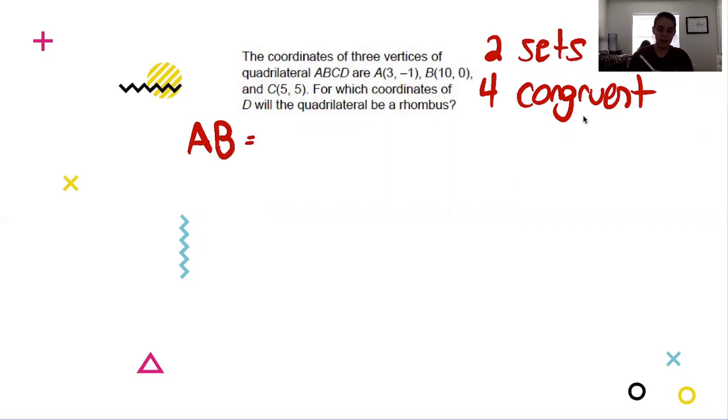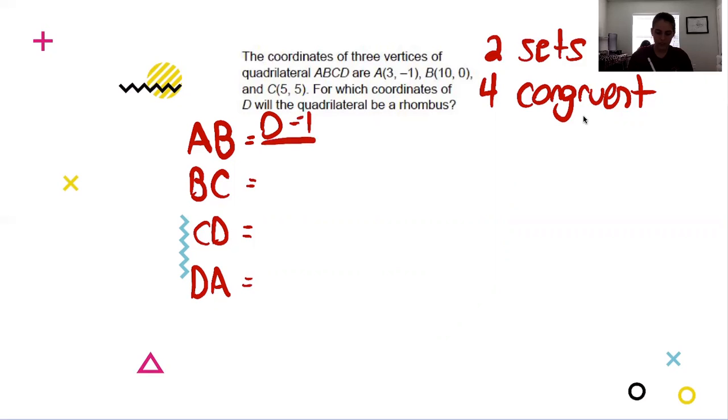So I have side AB, BC, CD, and DA. I don't know what D is, so I am going to wait on the bottom two. I'm just going to determine the slopes of the top two. So AB has a slope of 0 minus -1 over 10 minus 3. I get positive 1/7.